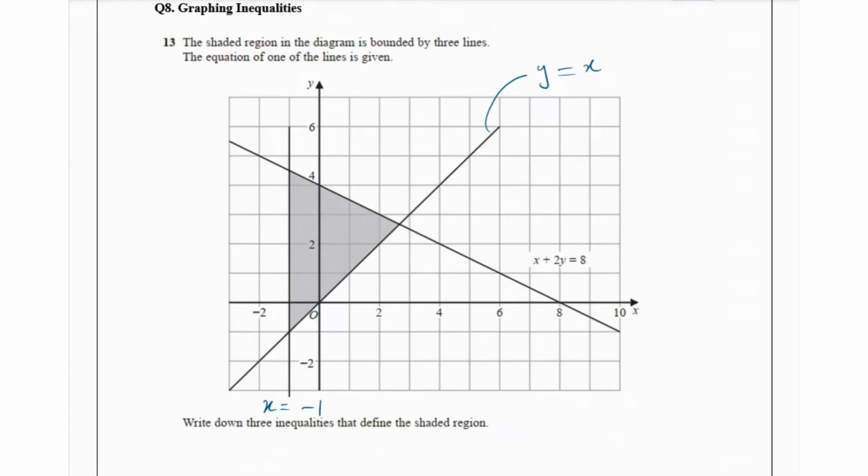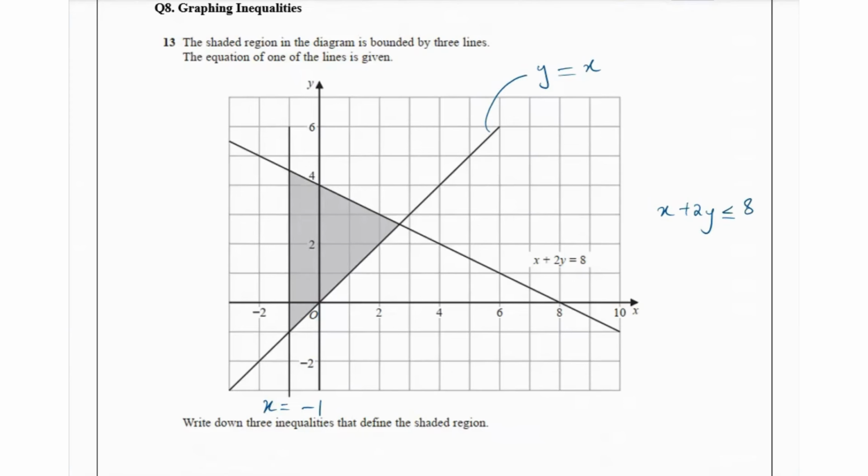Now for the inequalities, look at the shaded region. So for the line x plus 2y equals 8, the shaded region is underneath the line. Since it's underneath the line, that means the values of the equation are decreasing. So x plus 2y is less than or equal to 8.